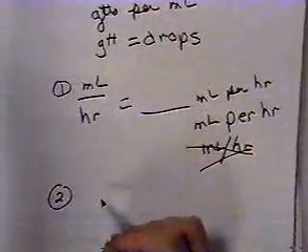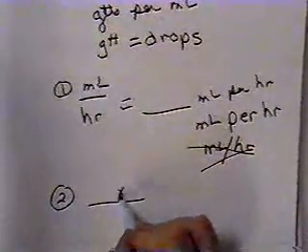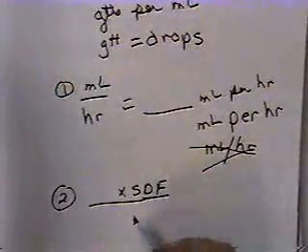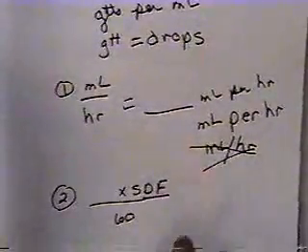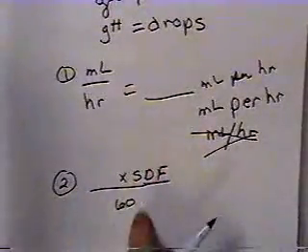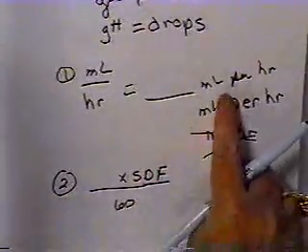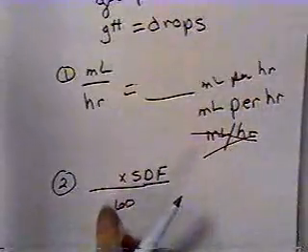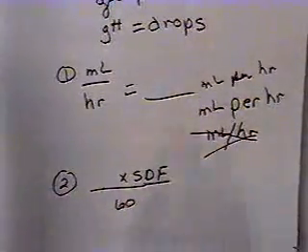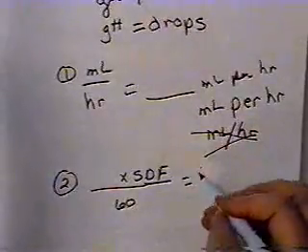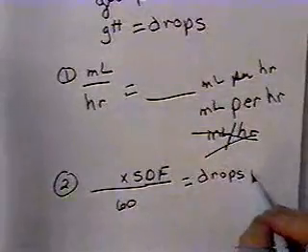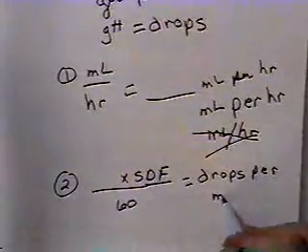Then you take that answer, multiply times the SDF, which is the standard drop factor, and you divide by 60. It's always times the drop factor divided by 60, because this answer is in hours. When we divide by 60, it's now in minutes, and this answer is now drops per minute.